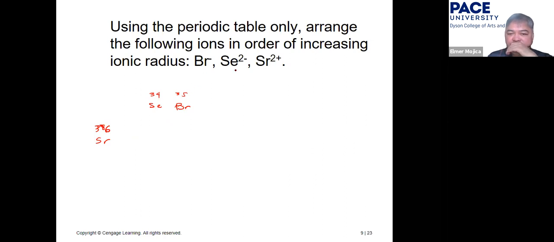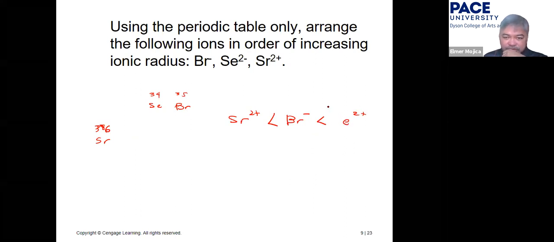So if you're going to look at this, we could say, if we arrange them, strontium has the highest atomic number, and that's the smallest. Okay, followed by the bromide, and then Se2-. So this is how you arrange them in increasing ionic radius. No, it's 2 minus, not 2 plus. So today you can answer questions like that. Okay?